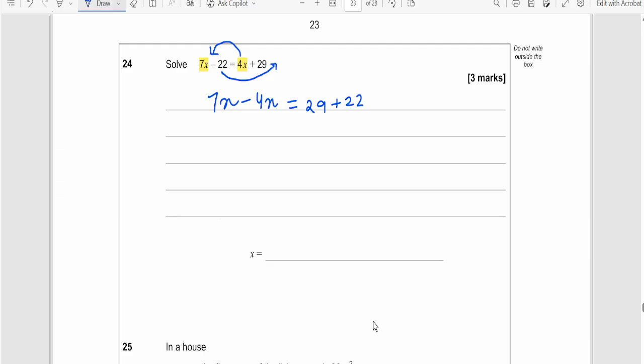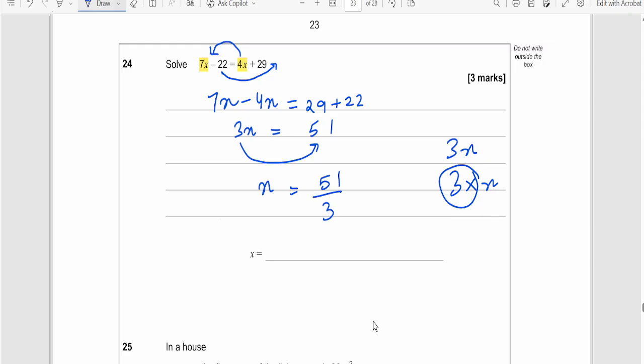7x minus 4x is 3x, right? Then you add 29 and 22, so you get 51. Now this 3 and x: when we write 3x, it means 3 times x. So here they are in multiplication. So if you take it to the other side, this will come in division. Now you divide 51 with 3.